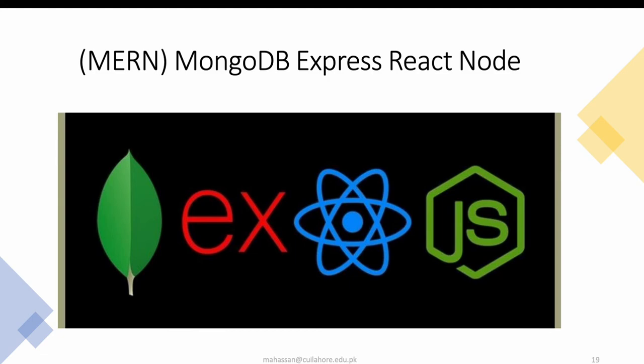All these techniques combine to form MERN Stack, and we call this full stack as MERN Stack. M from MongoDB, E from Express, which is a framework of Node, R from React, which is a framework of JavaScript, and N from Node, which is a server-side language. I hope you will have a good grip on MERN Stack after this full course.